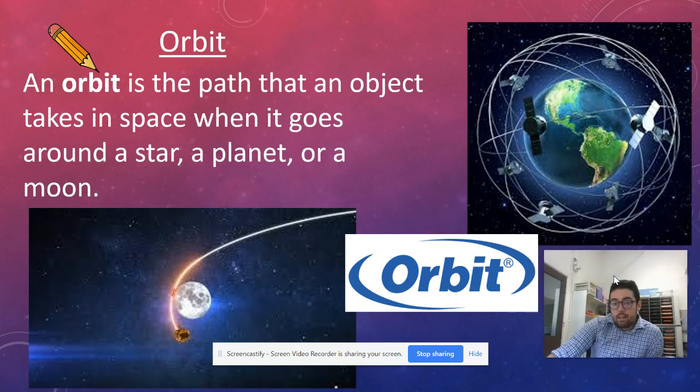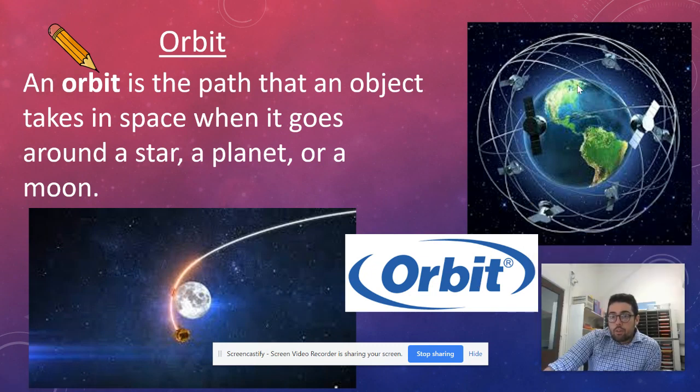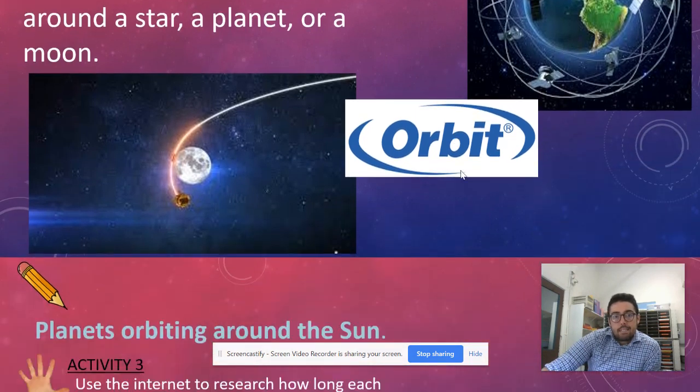Okay, and over here we've got an image of the Earth with all the satellites orbiting, rotating around the Earth. Now, on some of them you can see they're actually oval shaped, so it doesn't have to be a nice even circle. Okay, it's just the path an object takes when it goes around a star, planet, or a moon. So it can be elliptical, which is an oval shape, or it can be spherical. So copy that down, and then we're going to move on to our next activity, which is all about orbits.